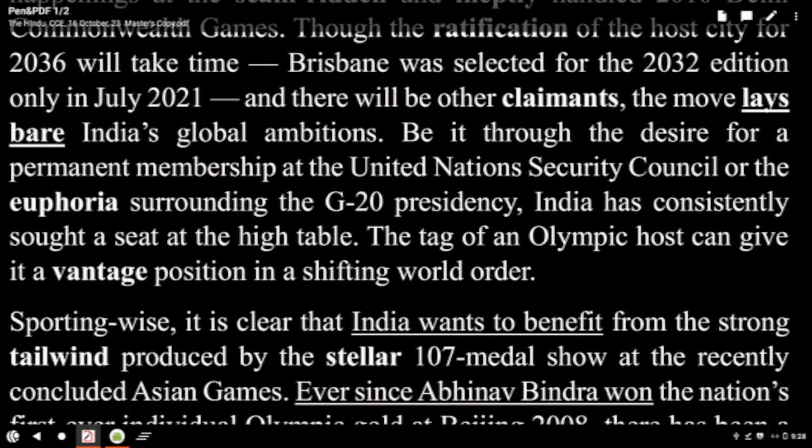And there will be other claimants. Claimants means other countries also want to organize or host the Olympics. India has to face the competition. There will be other claimants. The move lays bare India's global ambitions. This is a very good expression. The move, the interest, the enthusiasm to host the Olympics, lays bare, makes it open, makes it clear India's global ambitions. You can understand the sentence.